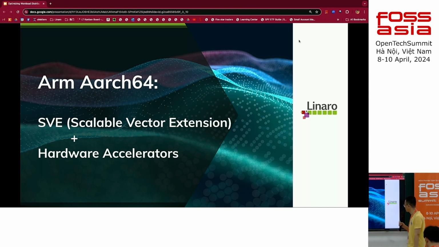People say the longer your subject, the less attention you get. So I tried hard to make a shorter one. I'm going to touch on SVE, which is the ARM vector solution in the server domain, and the hardware accelerators in my session today.